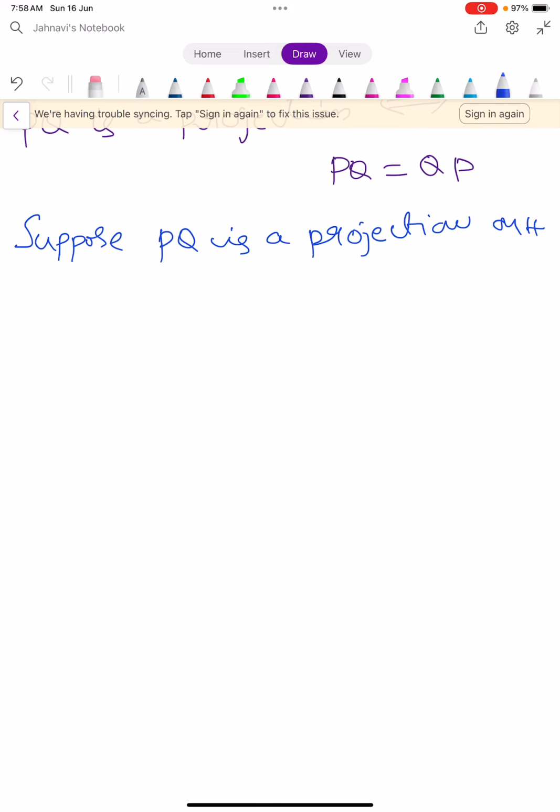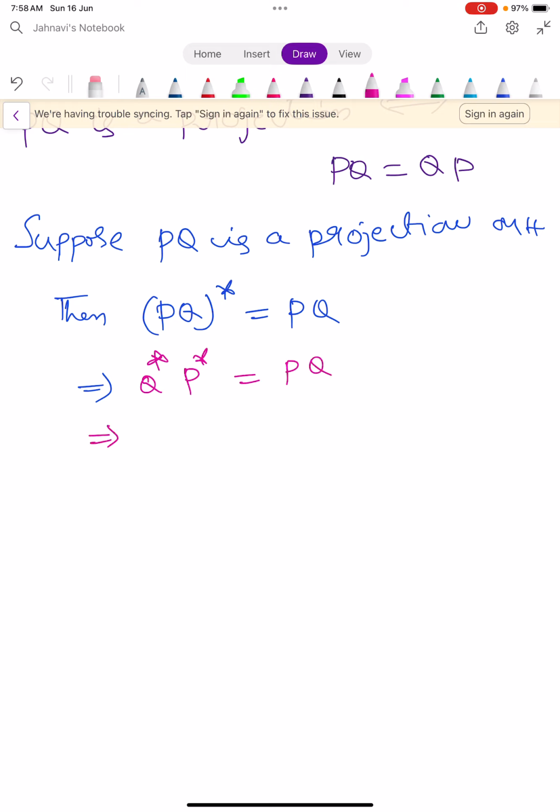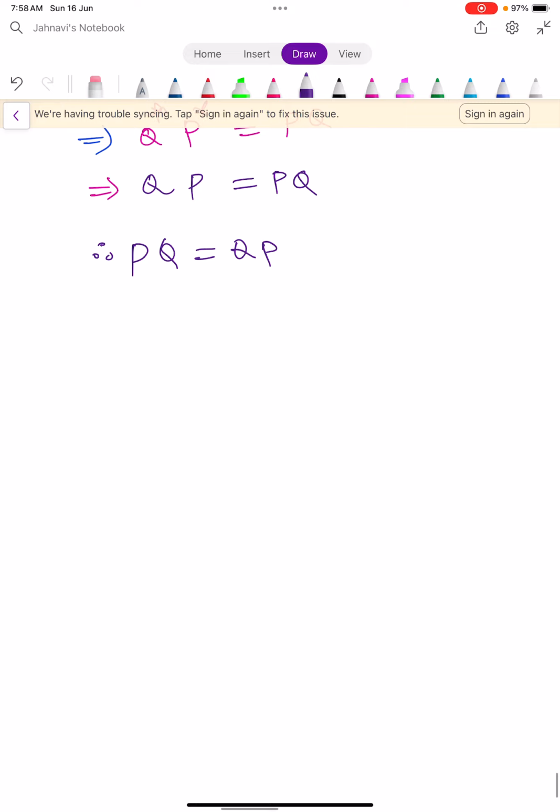Since PQ is a projection on capital H, then by the definition of projection, (PQ) star is equal to PQ. It is very simple. Here it can be written as Q star into P star is equal to PQ. Already we said that Q star is Q, P star is P, so it is equal to PQ. Therefore, we conclude that PQ is equal to QP. Now we have to prove the converse part.